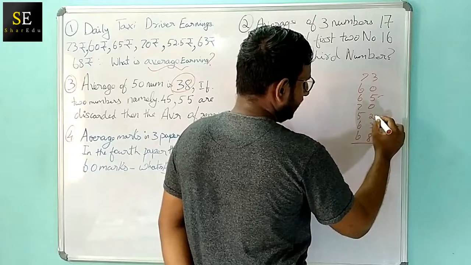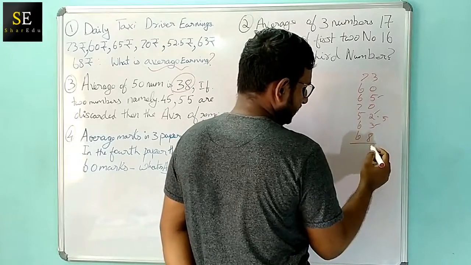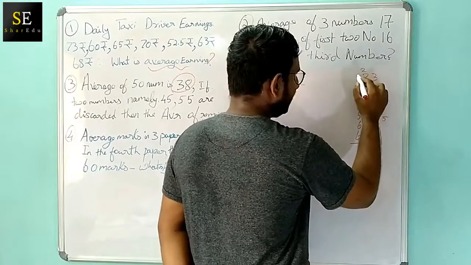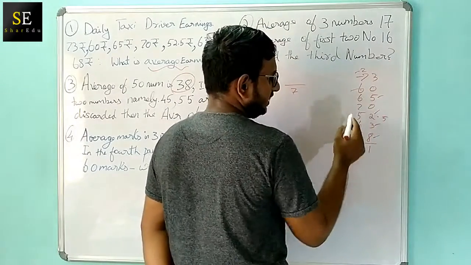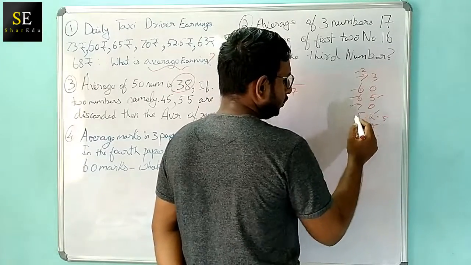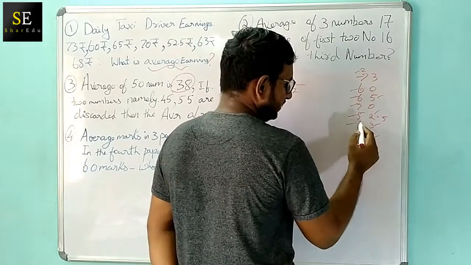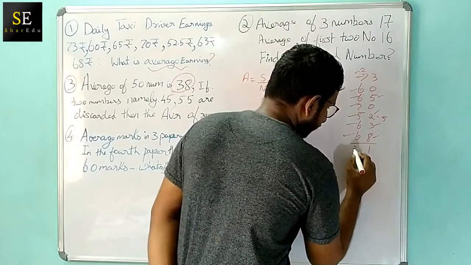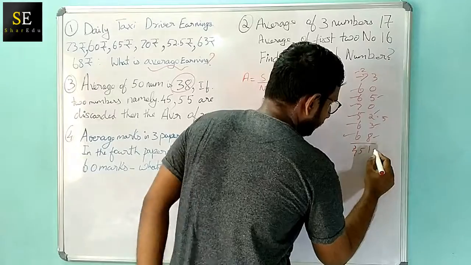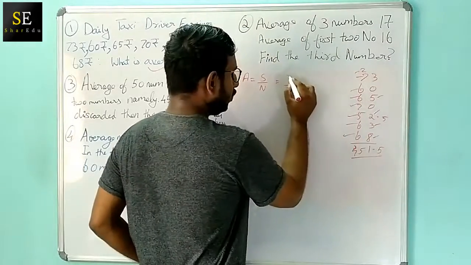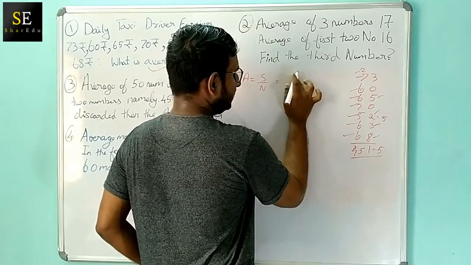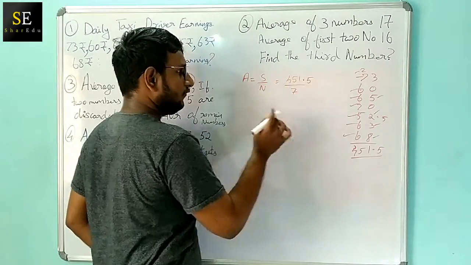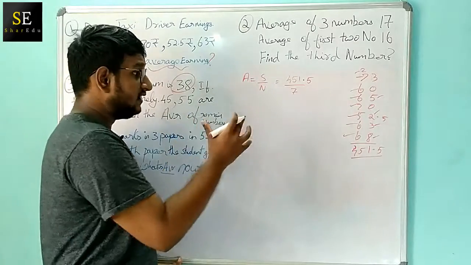So 8 plus 2 is 10, 10 plus 3, 10 plus 11 is 21, 21 plus 9, 9 plus 6 is 15, 15 plus 6 is 21, 28, 33, 33 plus 6 is 39, 45. So 451.5. So this is his total earning for 7 days. 451.5 is his total earning in 7 days.